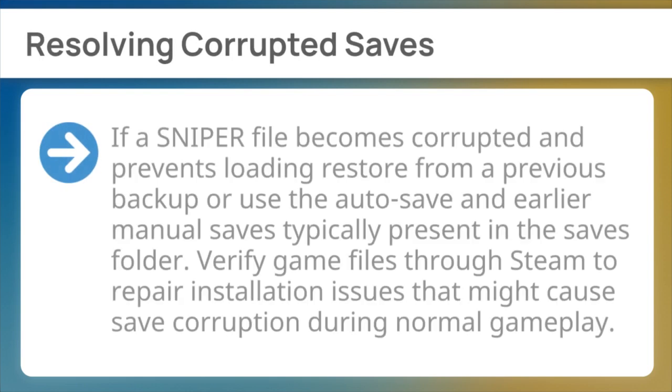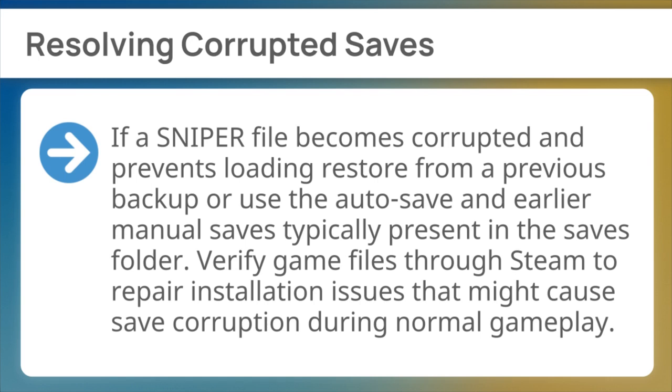Finally, resolving corrupted saves. If a Sniper file becomes corrupted and prevents loading, restore from a previous backup or use the autosave, and earlier manual saves typically present in the Saves folder. Verify game files through Steam to repair installation issues that might cause save corruption during normal gameplay.